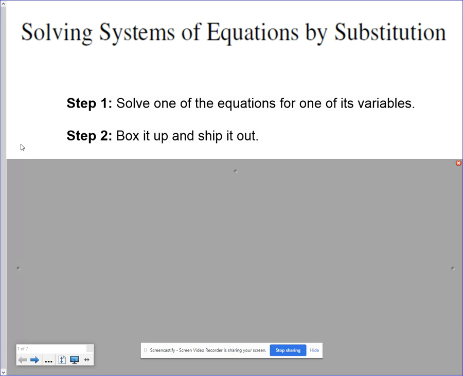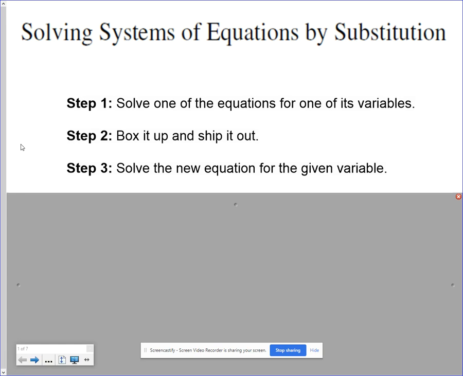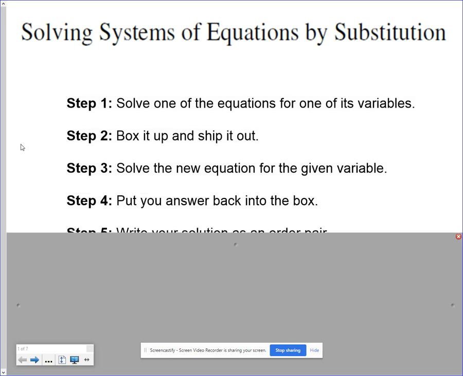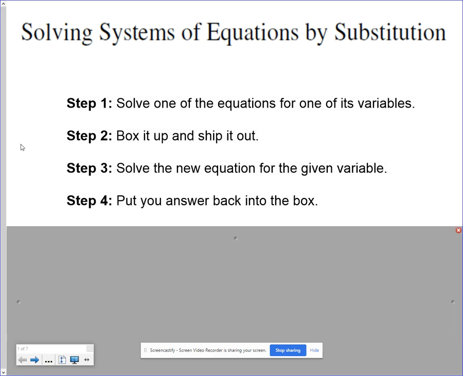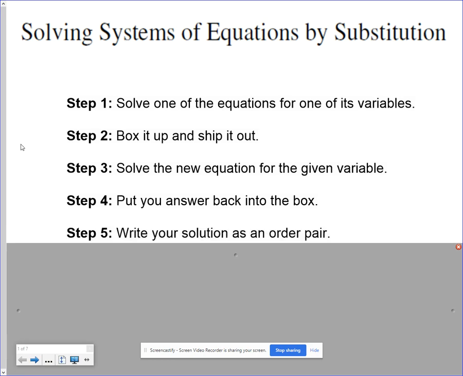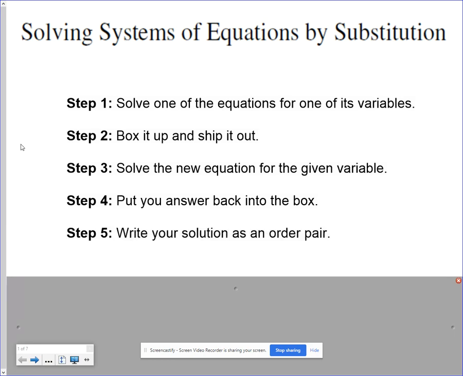Step 2, box it up and ship it out. Step 3, solve the new equation for the given variable. Step 4, put your answer back into the box. And then step 5, write your solution as an ordered pair. X value first, Y value second.